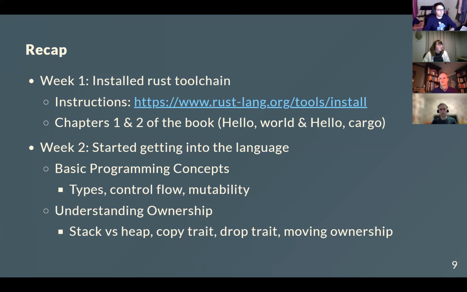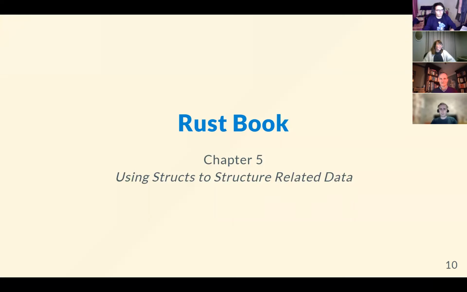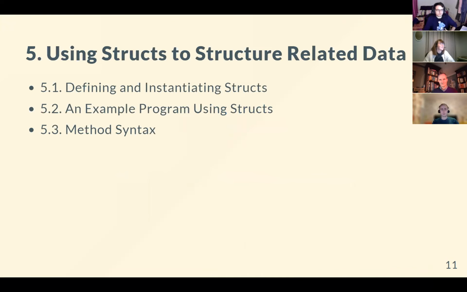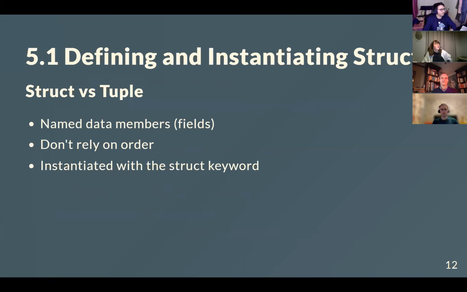Last week we covered basic programming concepts, types, control flow, mutability, understanding ownership. The understanding ownership was quite a fun one. We'll probably touch on that again many times over the next few weeks. So on to chapter 5, using structs to structure related data. Split into 3 sections. And the first one was defining and instantiating structs. So it's just the basic syntax.